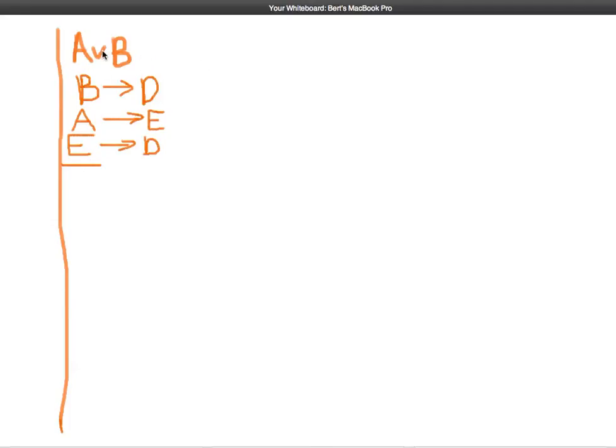Okay, so here I have a problem, and we have these primary assumptions, and there's four of them. So we have the disjunction A or B, and then we have three conditionals. We have if B then D, if A then E, and if E then D. Let's number these as well. So this is 1, 2, 3, 4. Oh, and I mistakenly used a different color. Let me go back to this.